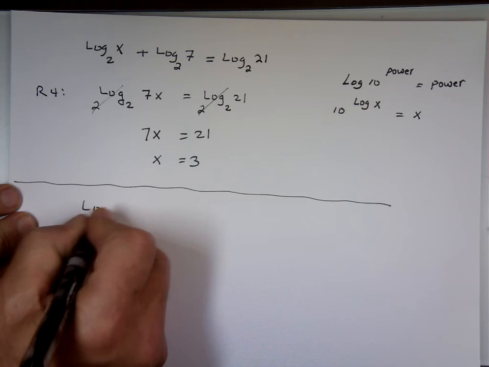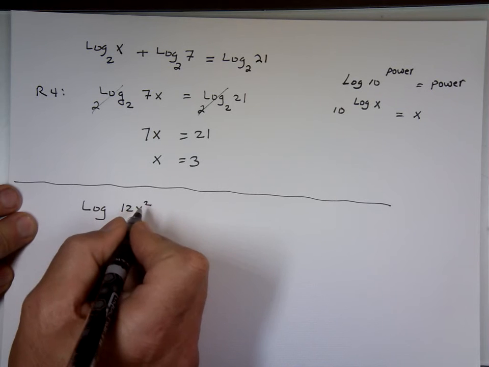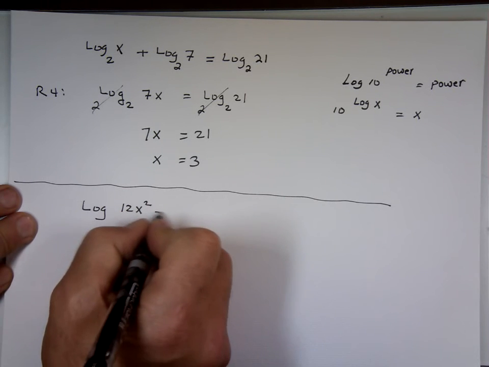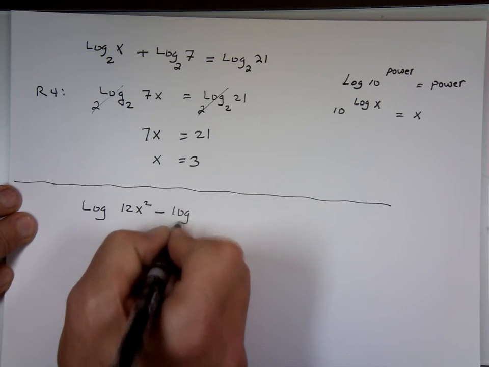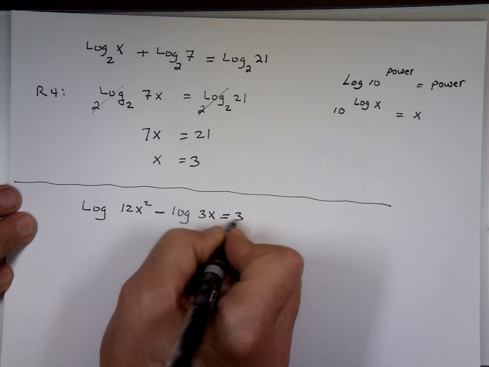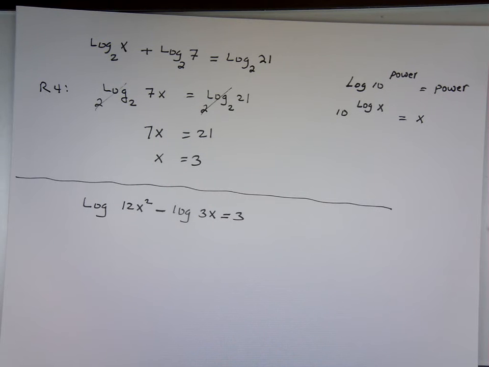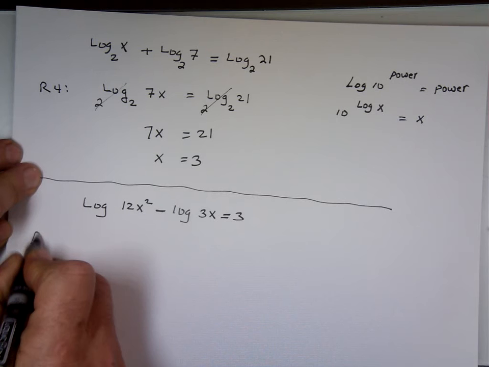Log 12x squared, no base, minus log 3x equals 3. I should have had a bigger paper for this. Maybe I can fit it there. What do you see there? Addition or subtraction? That used to be which rule? 5?